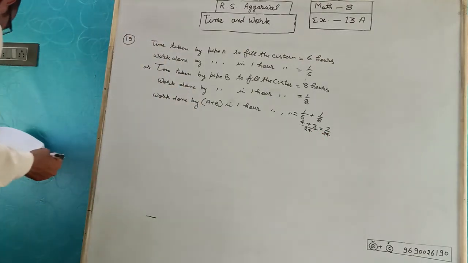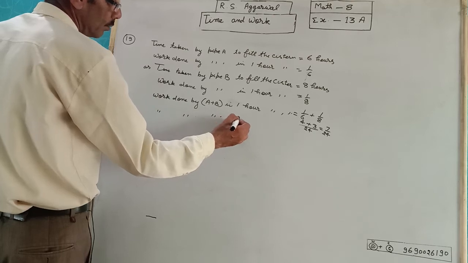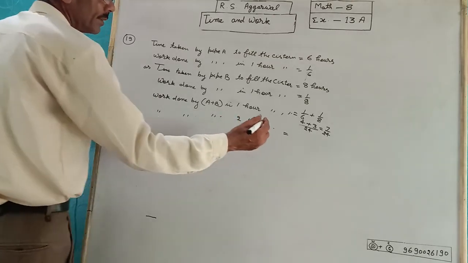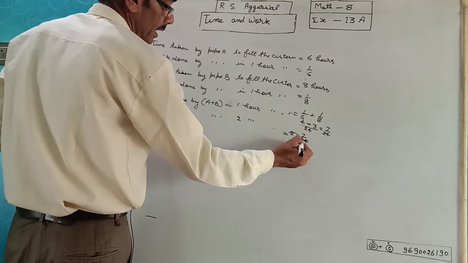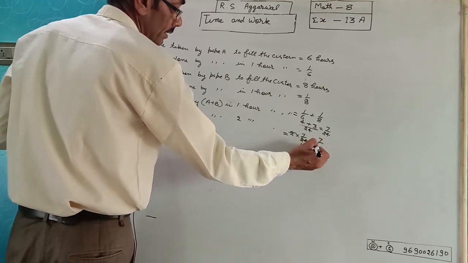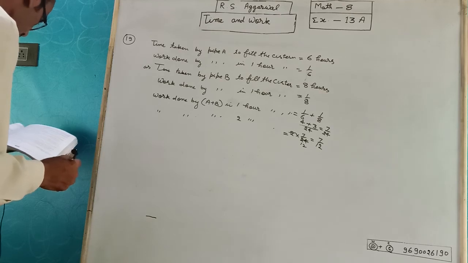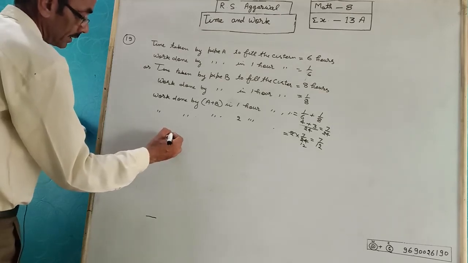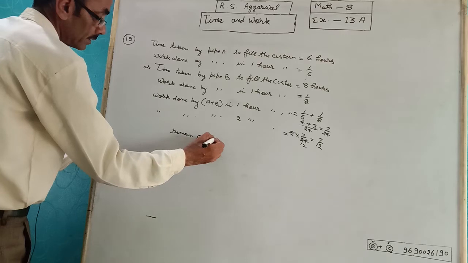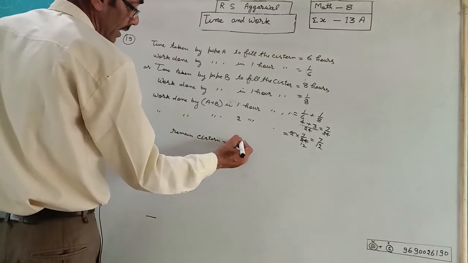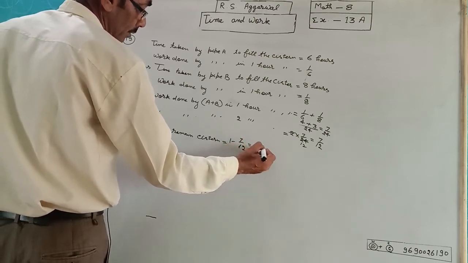Both pipes are open for 2 hours. Work done by A plus B in 2 hours will be 2 into 7 upon 24. 2 divided by 24 is 12, so 7 upon 12 of the cistern has been filled up by A and B. Remaining cistern is 1 minus 7 upon 12, which is 5 upon 12.